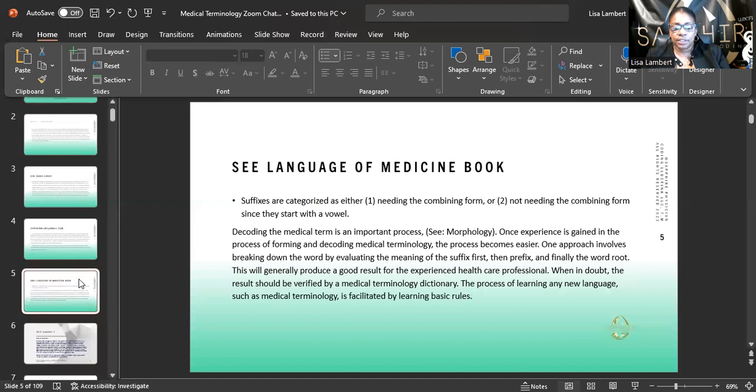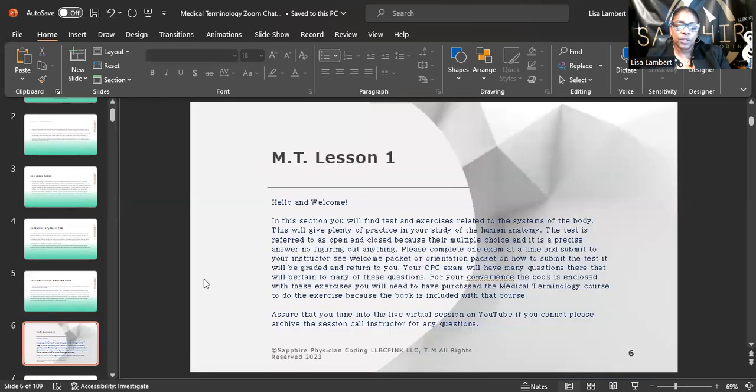Okay, and here we're talking about suffixes, which are categorized as either one, needing a combining form, or two, not needing a combining form since they start with a vowel. Okay, decoding the medical field.